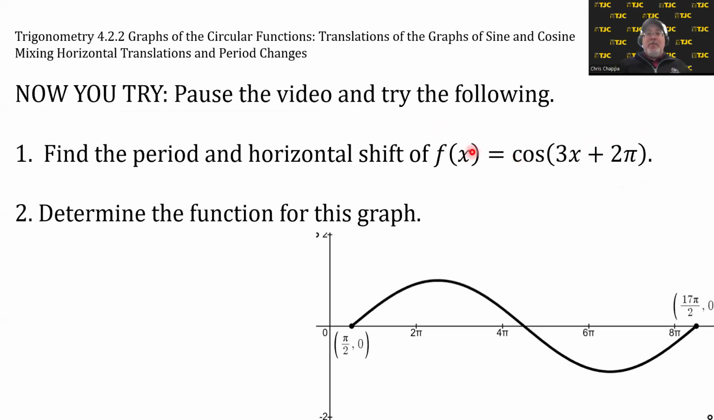Now you try. Pause the video and try the following. All right, if you haven't paused the video and tried it yet, this is your fair warning. Solutions in 3, 2, and 1.